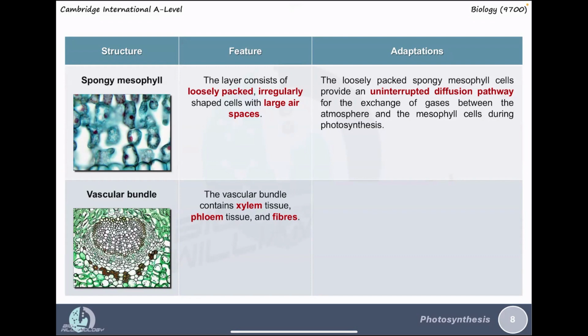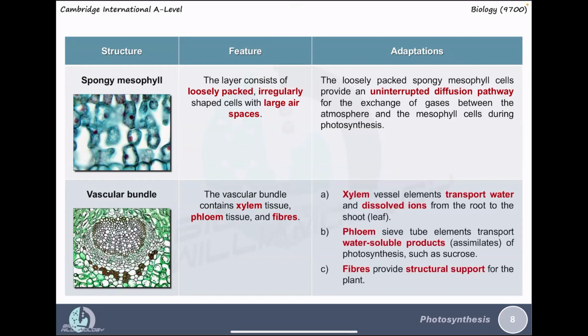Lastly, let us look at the vascular bundle, which consists of xylem tissues and phloem tissues, as well as fiber. So xylem, as we know, transports water and dissolved mineral ions from the root to the shoots, and phloem sieve elements transport water-soluble assimilates from the source to the sink. Then the fiber provides structural support for the plant.